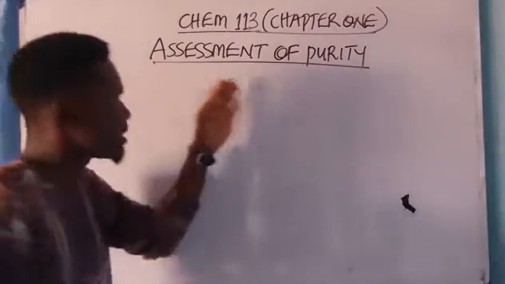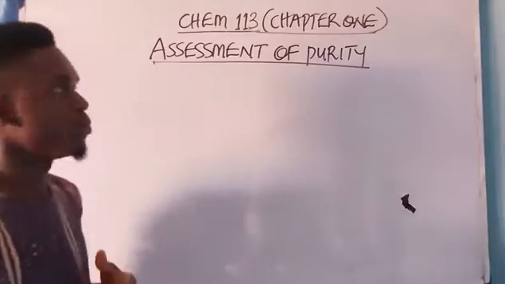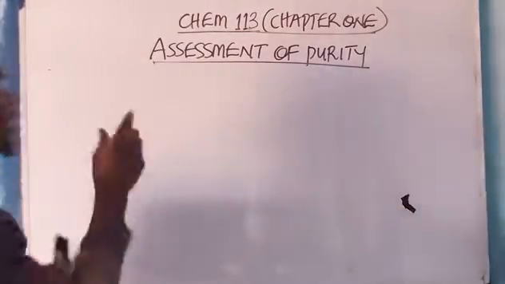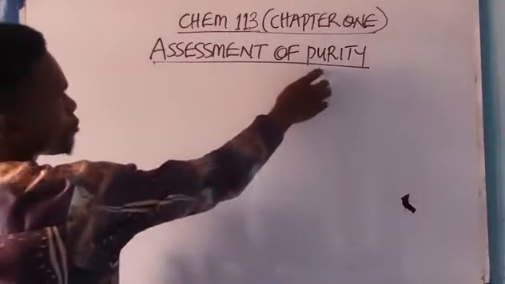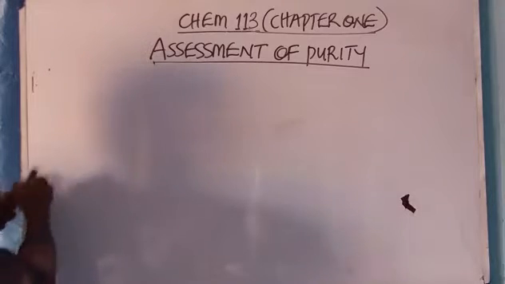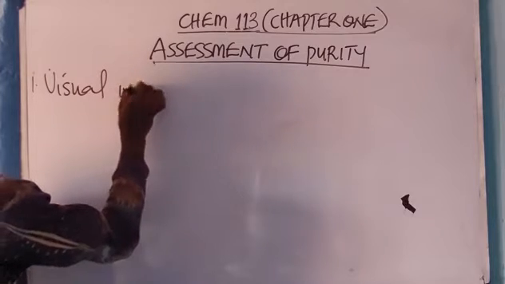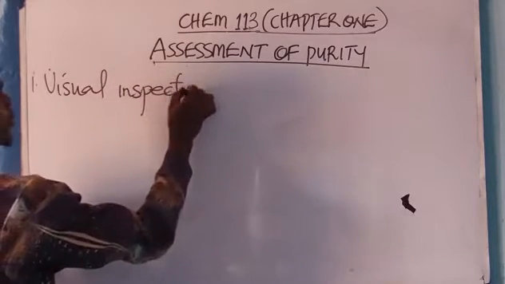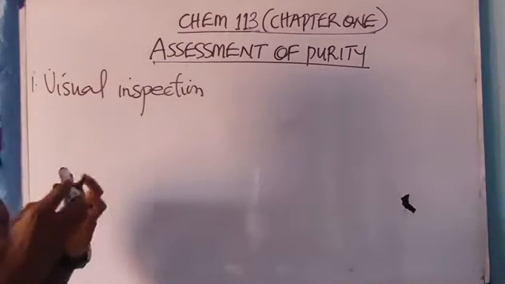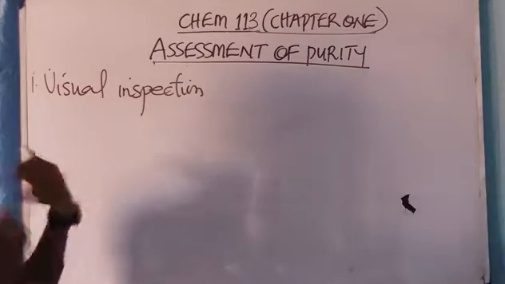Now, assessment of purity. We are going to be using this means to know how pure a substance is. Now, we have different assessments for testing the purity of a substance. One, the visual inspection. This visual inspection means looking at the compound. Just looking at it, you can tell the color, the size, and the shape of the compound. This one is quite easy.